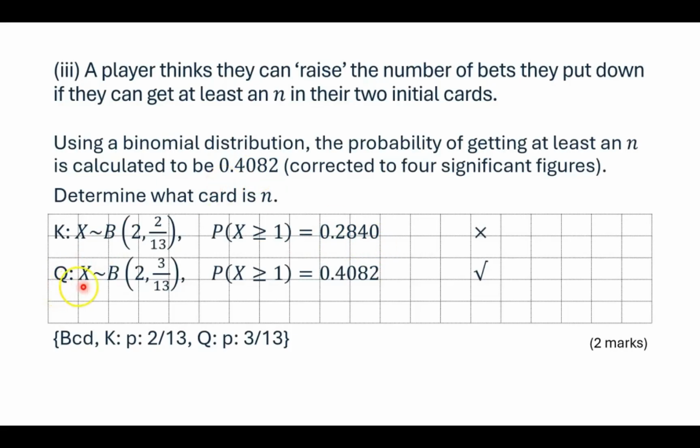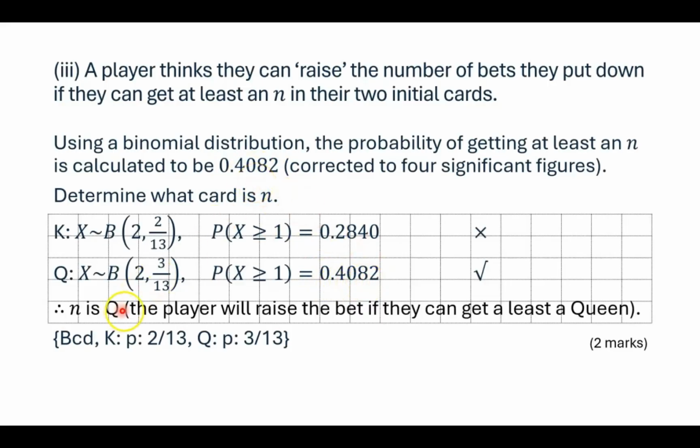Next option is the queen. So now the 2 is the same, but now you have 3 over 13 because you have 1 more option now. You can either have an ace, a king, or a queen. The 3 options will work out of the 13 different cards. So now you calculate this probability again, which is 0.4082, which is the same as this. So this tells you that N is Q, which means the player will raise the bet if they can get at least a queen in their initial cards.